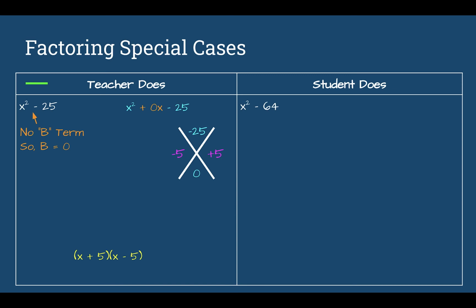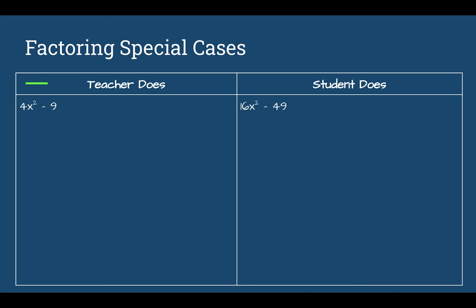Now it's your turn. Pause the video, factor x squared minus 64. Let's check. You should have got x plus 8 and x minus 8. The two numbers that multiply to negative 64 but add to 0 are positive 8 and negative 8. So we would plug those two in. Since this is simple, meaning the number in front of x squared is just a 1.